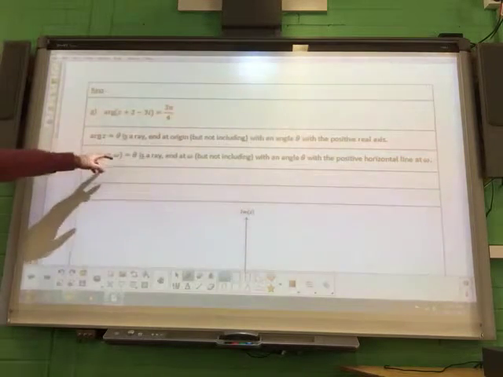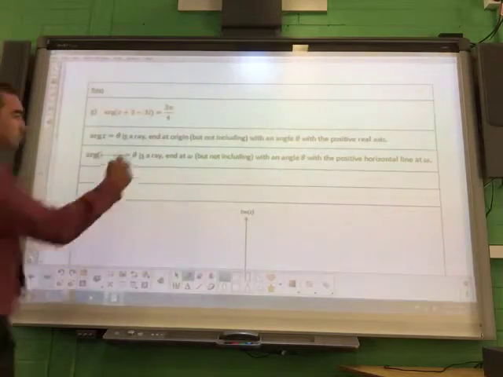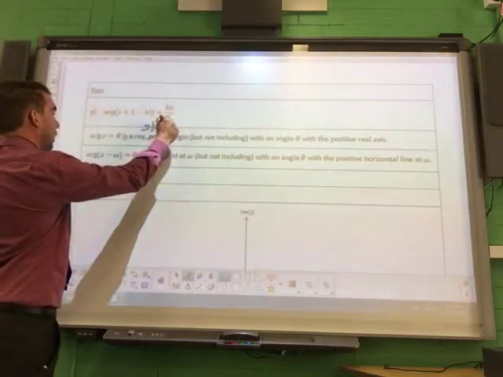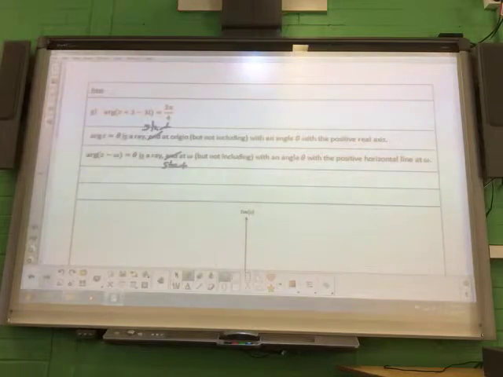And the argument of z take away omega is equal to theta is a ray, which has its end point, or the starting point really, at omega, but does not include omega, and has an angle theta with the positive horizontal line at omega.